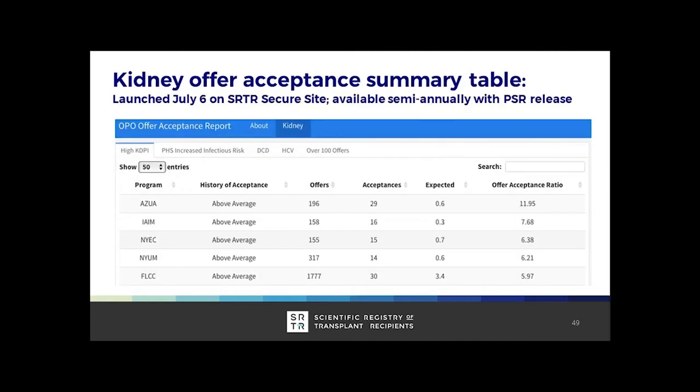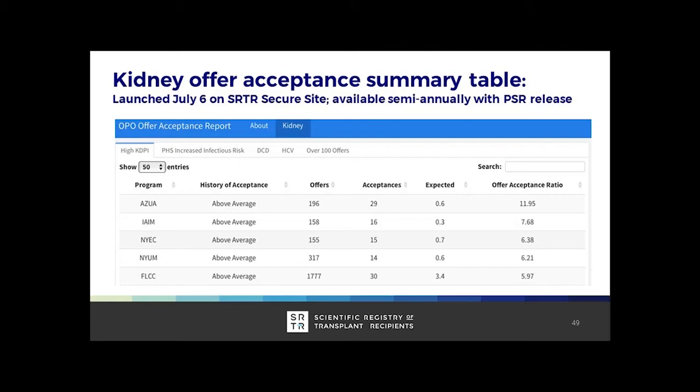We've also recently begun to post what we call a kidney offer acceptance summary table. This is also available through the SRTR's secure website for the OPOs and the transplant programs to view, and this simply shows a ranking of programs based on their proclivity to accept kidney offers that we would typically refer to as harder to place offers.